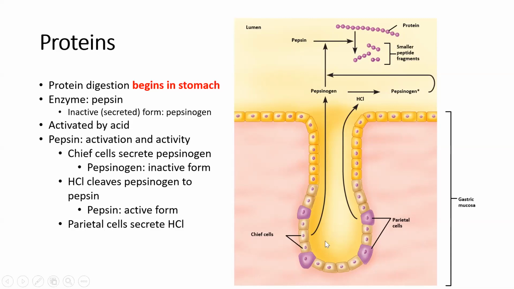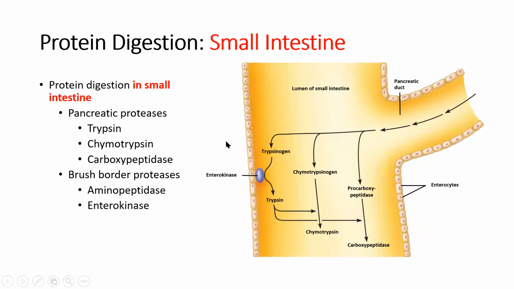So the chief cells are secreting the pepsinogen in its inactivated form. The parietal cells are secreting acid, and then the acid is what is activating the pepsinogen to pepsin, okay? I hope that's clear.